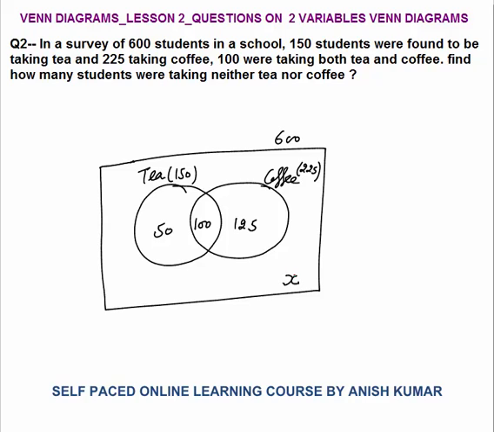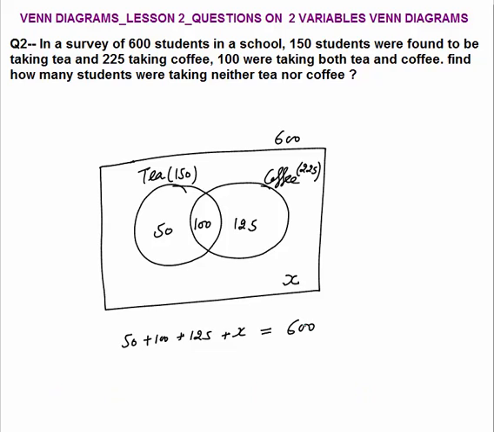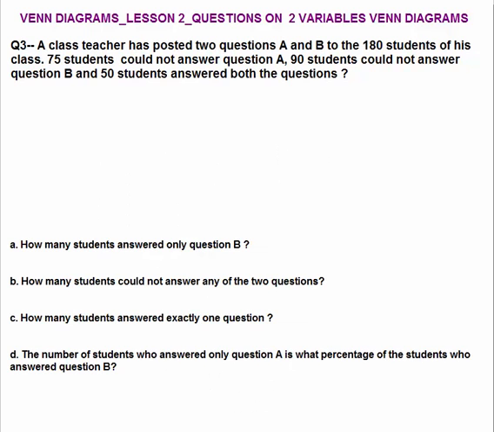So how many do not like anything, neither tea nor coffee? Let's say this is equal to X. The total must be 600. So 50 plus 100 plus 125 plus X must be equal to the universal set, that is 600. So 275 plus X is equal to 600. You will get X equal to 325. So 325 students neither like tea nor coffee.